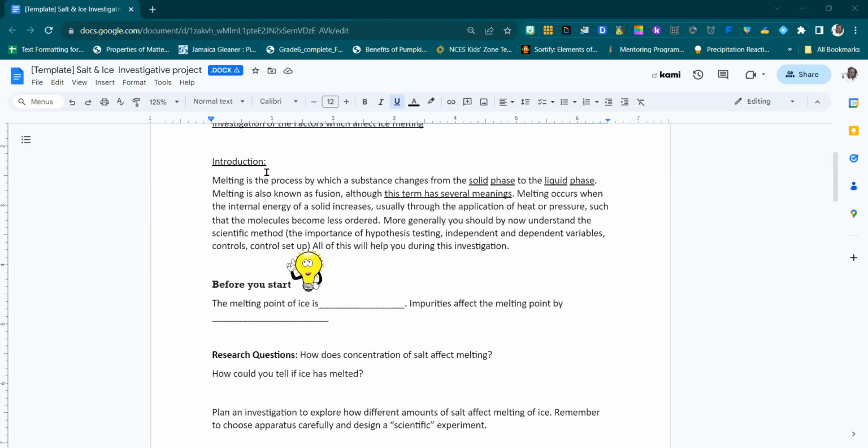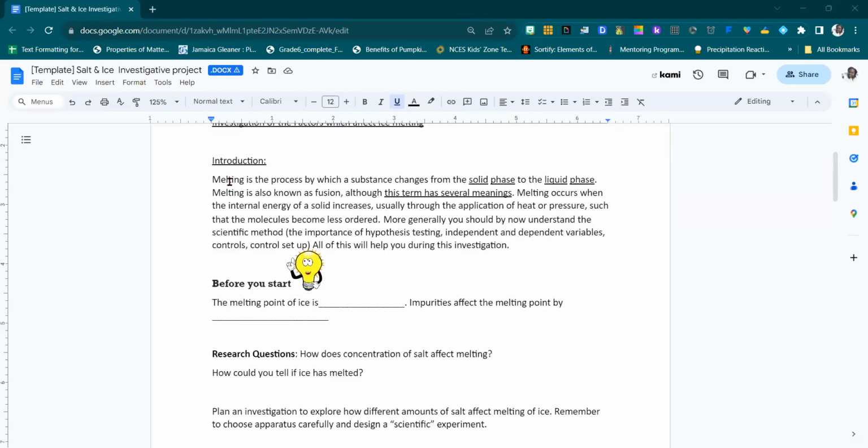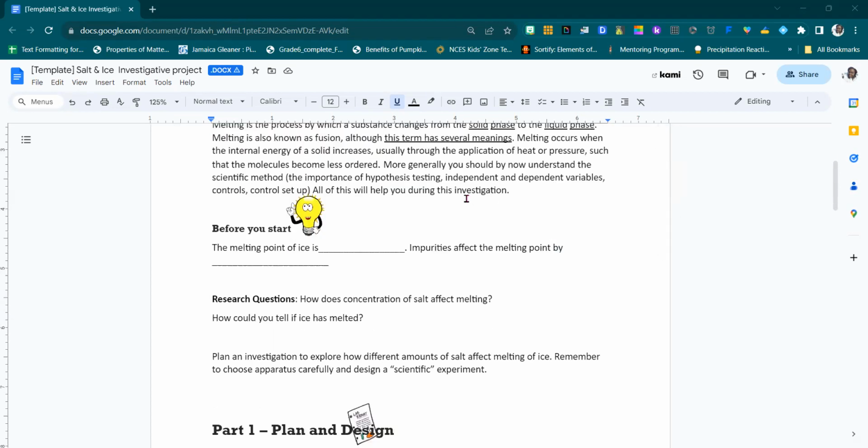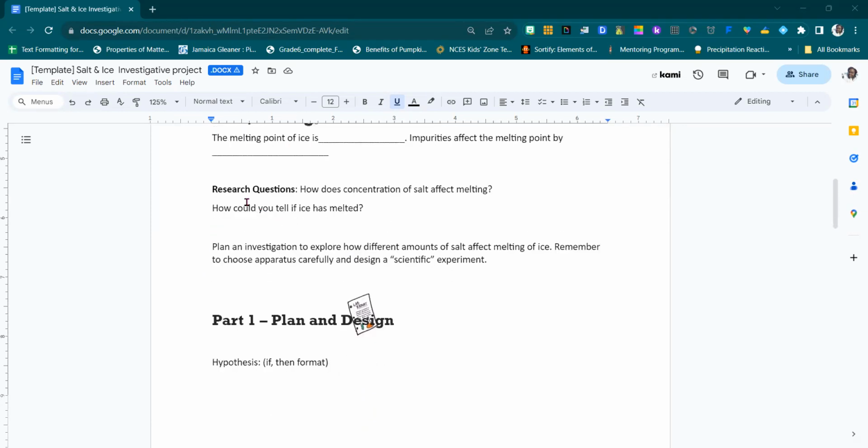So here I have your worksheet. You're going to follow your worksheet. We have an introduction which you are going to read. It tells you about melting, right? And what happens during melting. You are going to apply the scientific method to investigate the factors that affect melting. But before you start, you're going to research and try to fill in this section. Look at the research question, see how well you can answer this question.